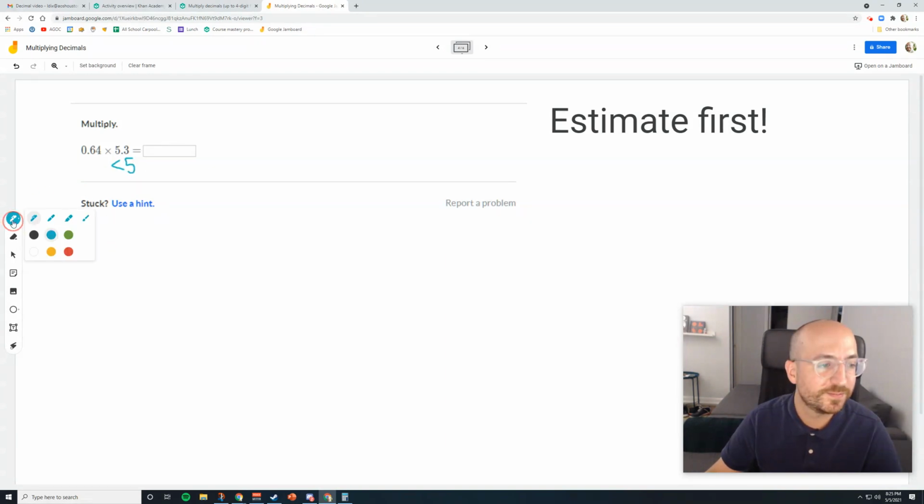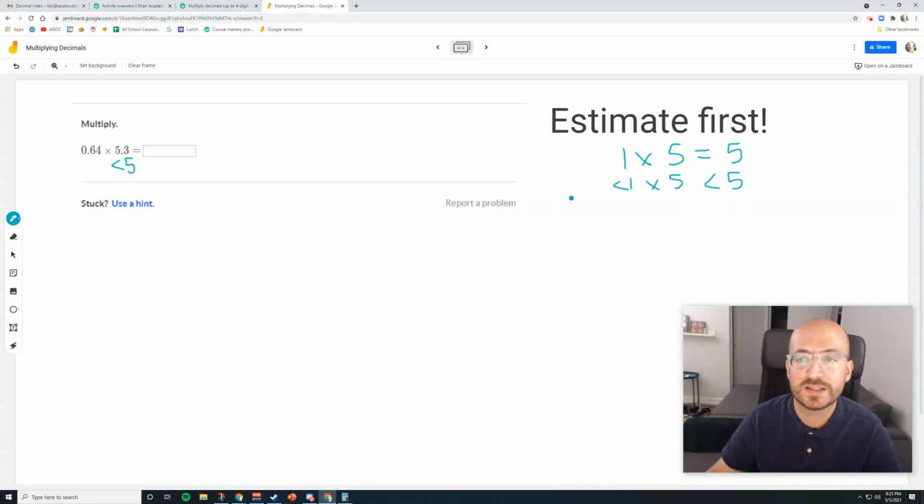Another thing we could do, just for fun, what if I said this is like 0.5? Maybe I'll do this by my estimate. So 1 times 5 is 5. That means my estimate is going to be less than 5 because this is less than 1 times 5. Yeah, it is less than 1. What if I think of it as 0.5 times 5? Or what is half of 5? Do you know what half of 5 is?